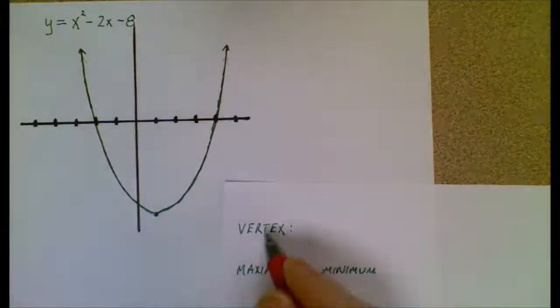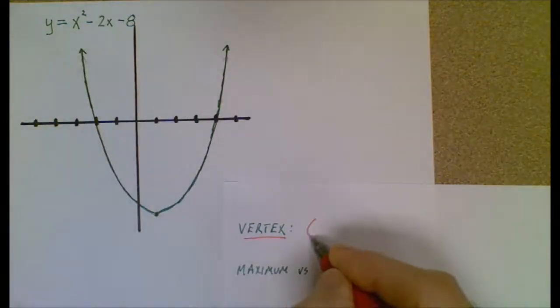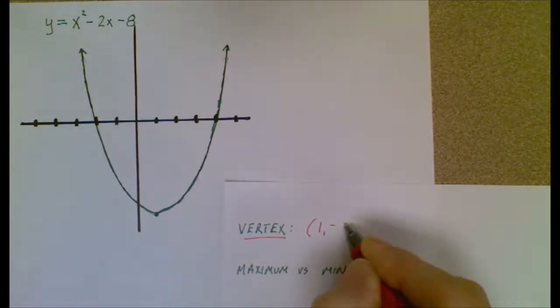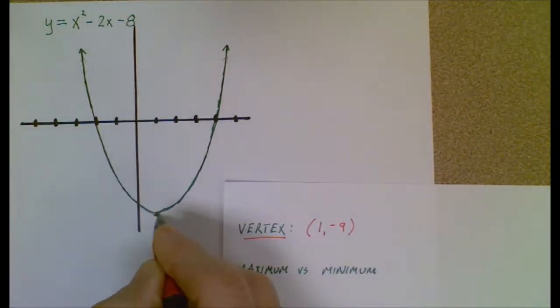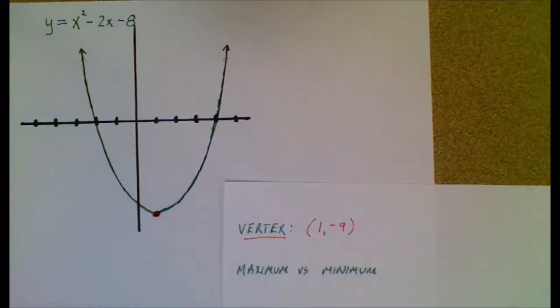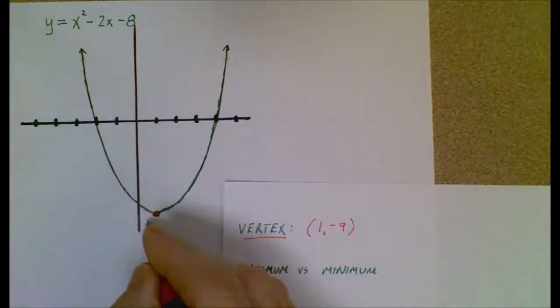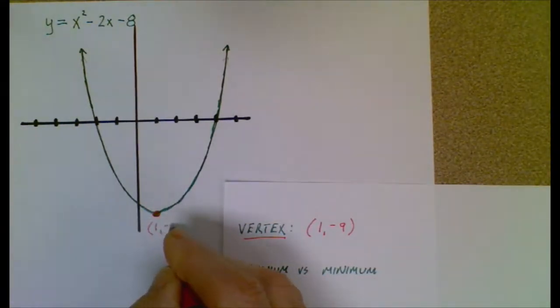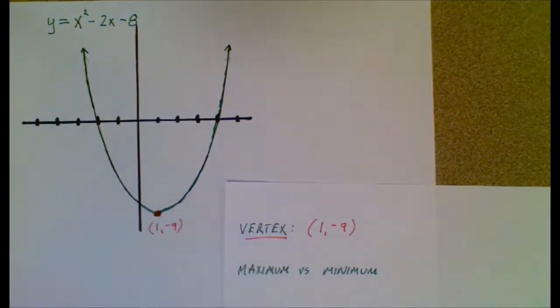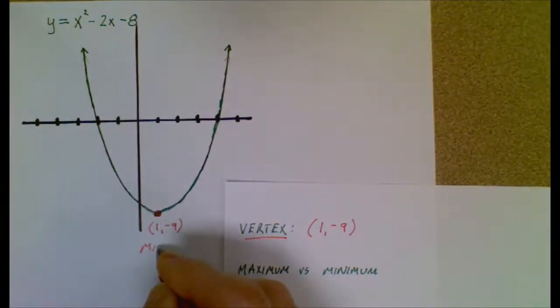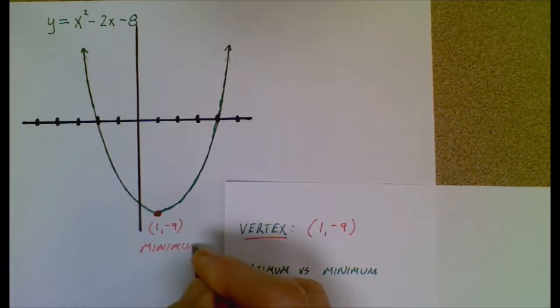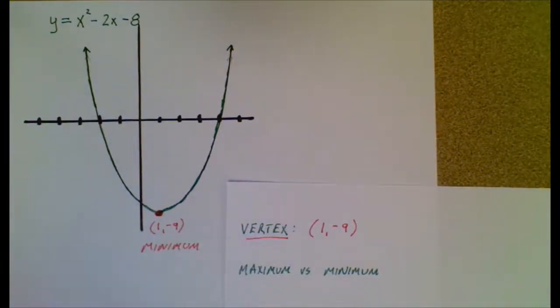Let's begin with the vertex. In this case, the vertex has the coordinates 1, -9. The vertex is the tip of your parabola, and it's not scaled on the y-axis, but the coordinates here are 1, -9. And in this case, my vertex is a minimum, meaning it's a low point on the graph.